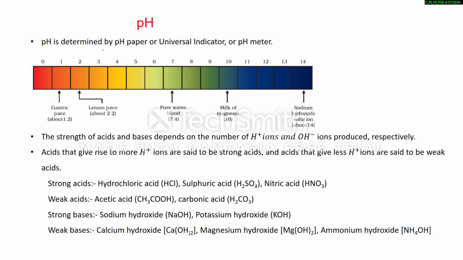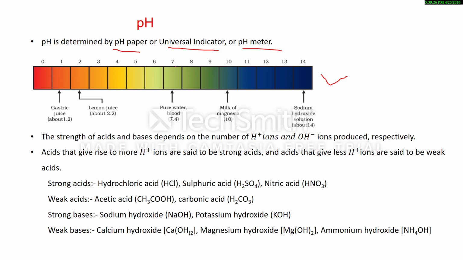Now pH is determined by pH paper, universal indicator or pH meter. Actually, this is one strip of pH paper. What colors can be obtained? When pH paper is dipped in a solution, then depending on its nature, a color is produced, and this color is compared with the standard colored chart. Actually, this is one standard colored chart.